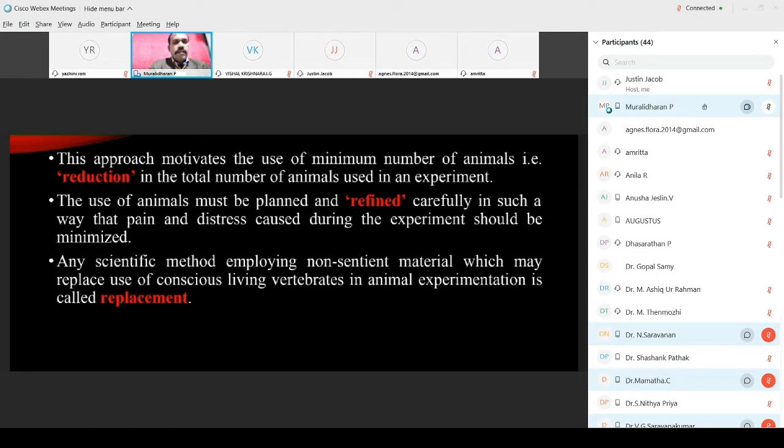Non-sentient materials which may replace the use of conscious living vertebrates in animal experimentation is called replacement. What are non-sentient animals? They are also living animals like sponges, corals, and hydras, which don't have sensation, but they have the living gene and other things. So we can employ any other non-sentient materials, that is replacement.